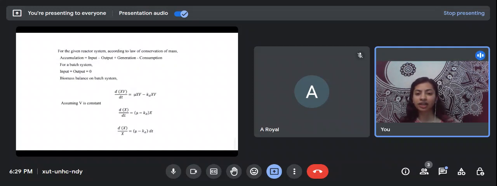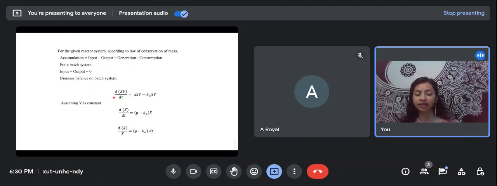So in a batch system, you can see that the input and output is zero. So you're not putting anything in the system or removing anything from the system at different times, right? You have put the initial amount of media and inoculum, and you will wait for the process to completely get over before removing it. So you don't have an ongoing input and output mechanism. So that is zero. So the input and output will be zero. So all that is left is the generation minus consumption, and that will be equal to the accumulation.